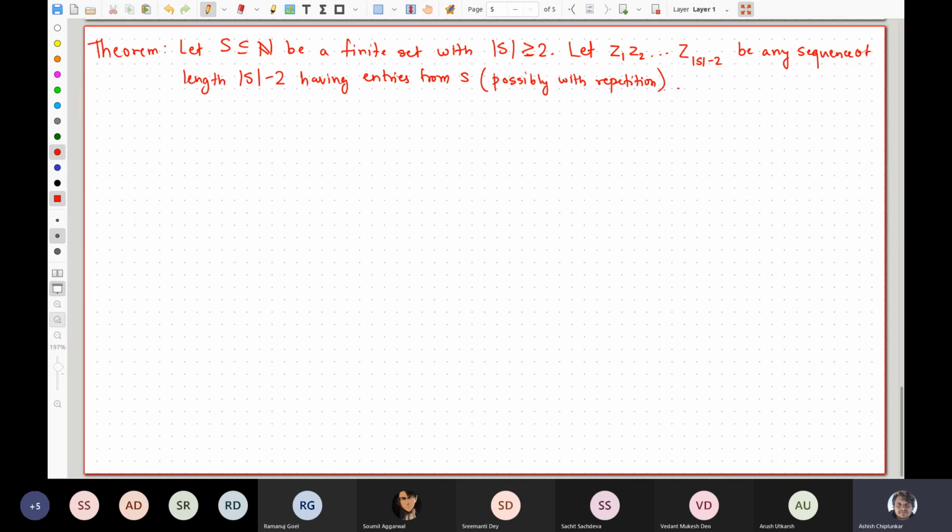Okay, so this is the setup. You are given some sequence of length size of S minus 2, where every entry comes from the finite set S. And now I want to claim that there exists a unique tree T over the vertex set S whose Prüfer sequence is this sequence.